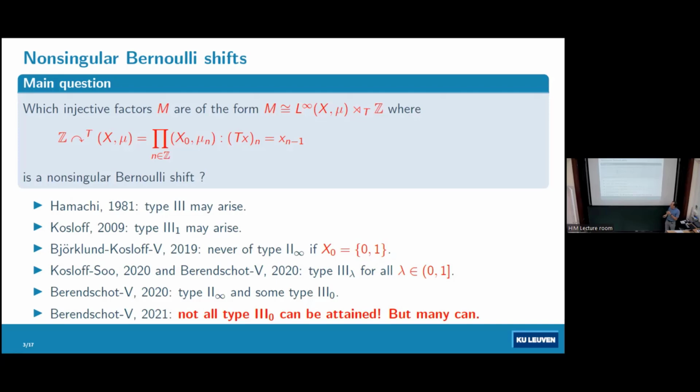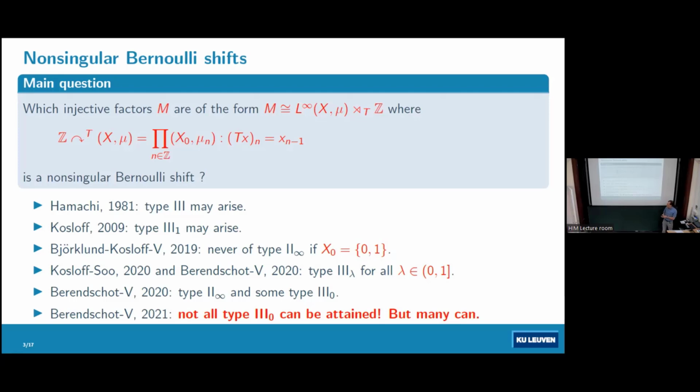I was just telling you this because these early results are not at all looking at the shift in general and saying what can be the type of such a general shift. I mean, it's really constructing examples. Now, the first really systematic results on ergodicity and type of such a shift were obtained by Michael Björklund, Zemer Kosloff, and myself a few years back.